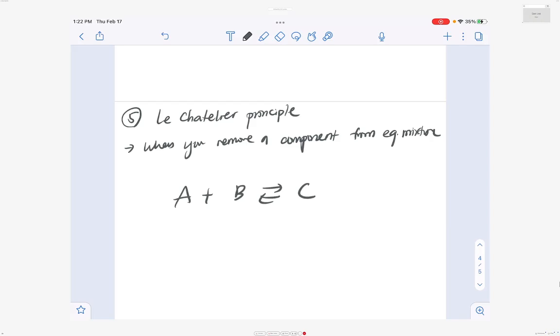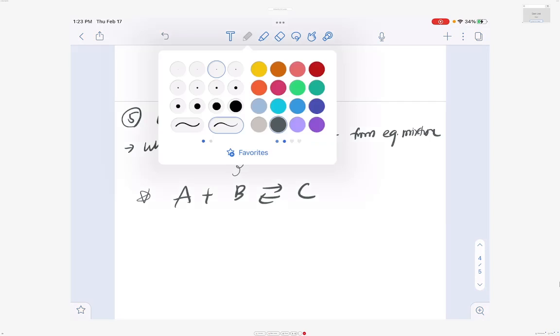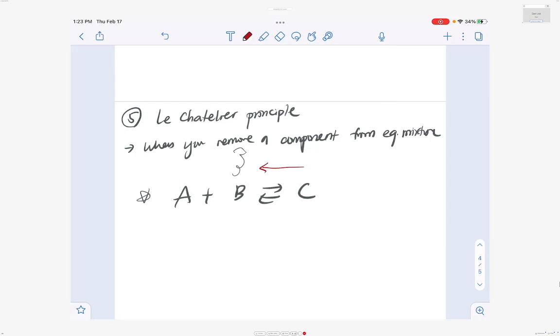Let's say you're performing a reaction A plus B generating C. This reaction is at equilibrium. If you remove a component from the equilibrium reaction, let's say you remove C, then the reaction will shift to the direction producing more of the removed component, right? So if C is removed, it's going to shift to a direction so that the reaction can produce more C. Let's say if you removed B, then the reaction is going to shift towards the direction to produce more B.